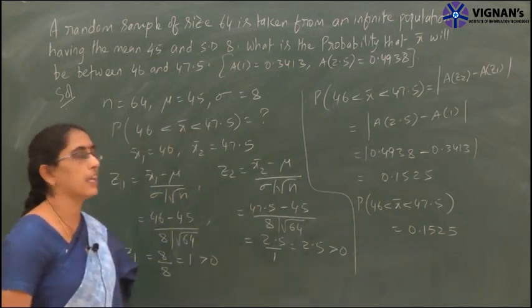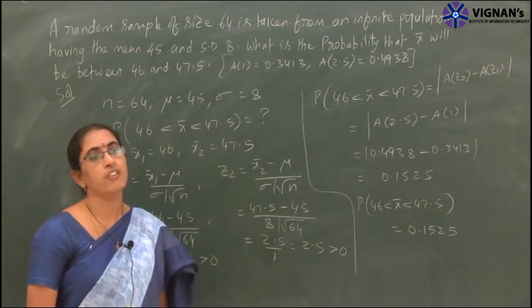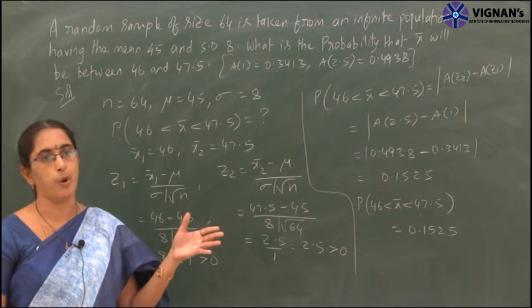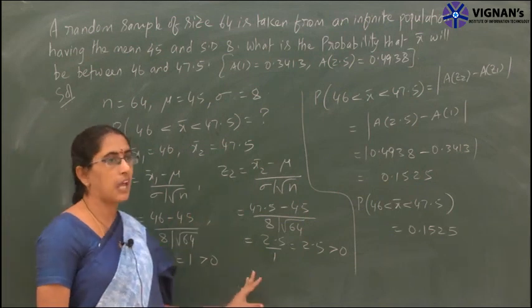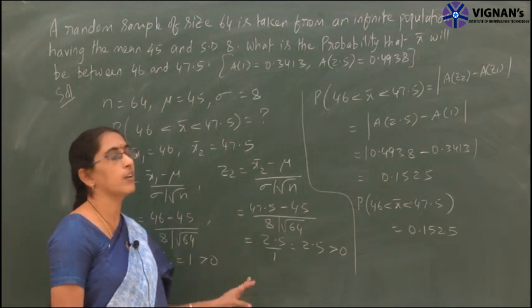Okay, so in this way we can estimate the probability of two sample means from the same population. So with this we have completed the third unit. I hope you understood this problem.